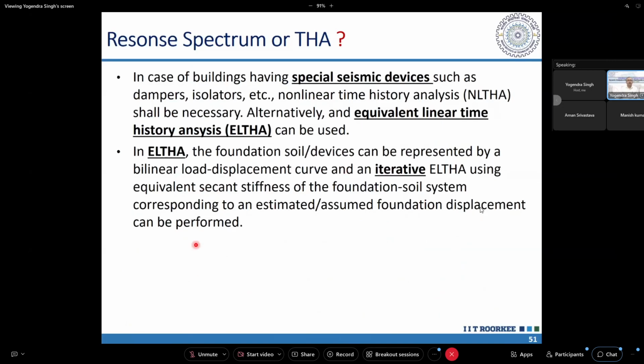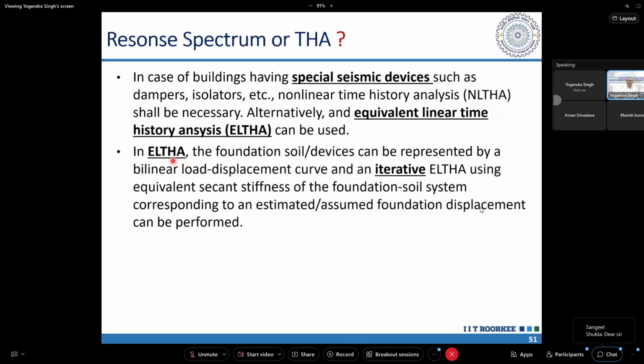So this is regarding buildings. We can interpret this in terms of bridges. So in case of bridges also, having seismic devices such as dampers, isolators, etc., nonlinear time history analysis may be necessary. I will say may be necessary. In some cases, the equivalent linear time history analysis or even modal analysis may be good enough. I will explain that more when we talk about the code on base isolation.